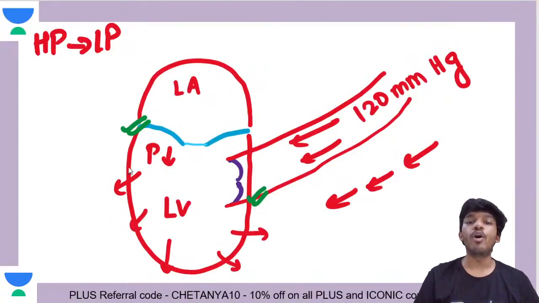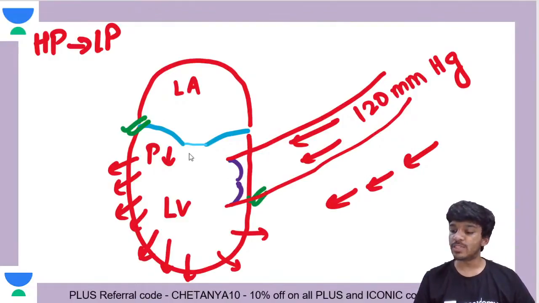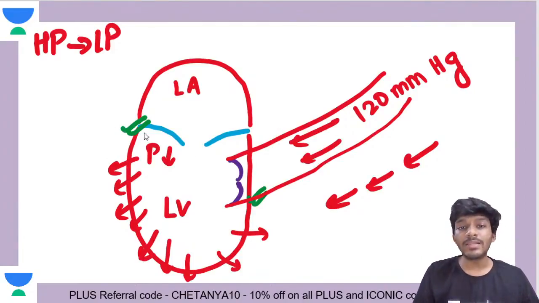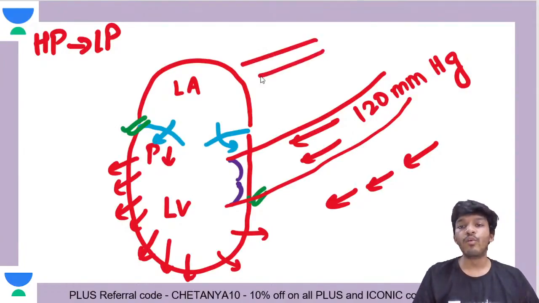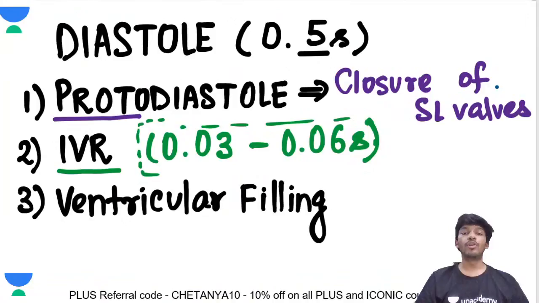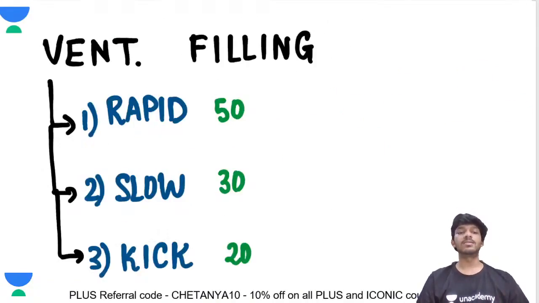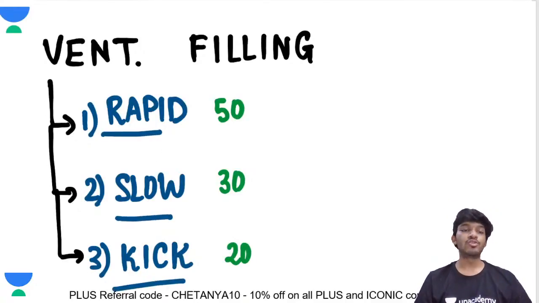So the ventricles keep on relaxing, and when they keep on relaxing, what will happen eventually? This valve will open. Why? Because the ventricles have relaxed, so they are creating a pressure and they are pulling this valve down. So blood can flow from the pulmonary veins to the left atrium and to the left ventricle. So that is going to be called ventricular filling. And ventricular filling is divided into three phases: rapid, slow, and atrial kick.